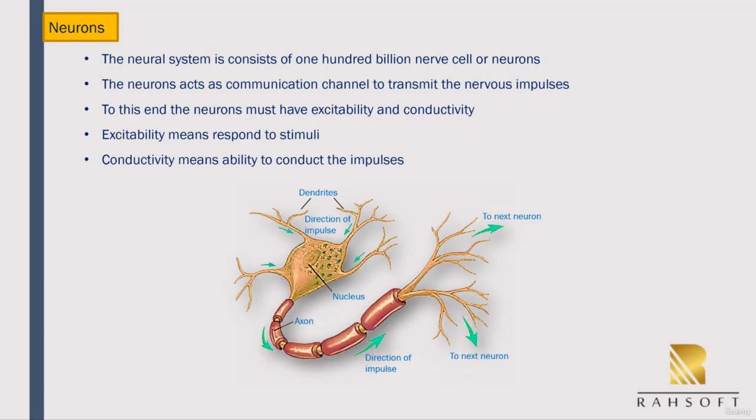To this end, the neurons must have excitability and conductivity to help conduct and allow for the signal to pass through. Excitability means responding to a stimulus. So if it responds to a stimulus and allows it to conduct, then the neuron is very essential to the body. And conductivity means the ability to conduct the impulses.